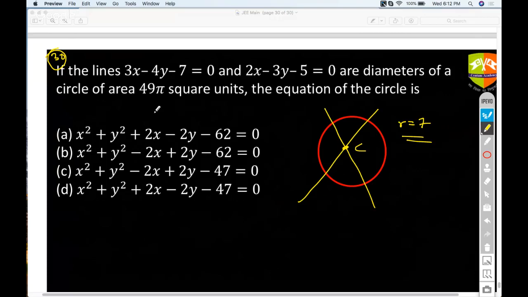In fact, just see which of the points satisfy both the equations. Minus 1 comma 1. Does it satisfy minus 1 comma 1? No, it doesn't. This is 1 comma minus 1. Yes, this satisfies. So it will have at least minus 2x plus 2y term, and radius is 7. So radius is 7 only when you have 1 plus 1 minus of minus 47 under root. So option number C becomes the right option.